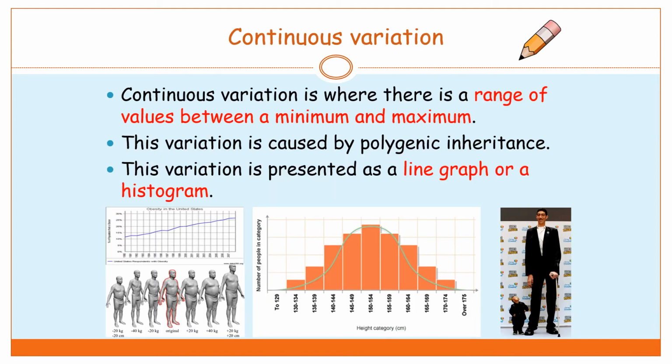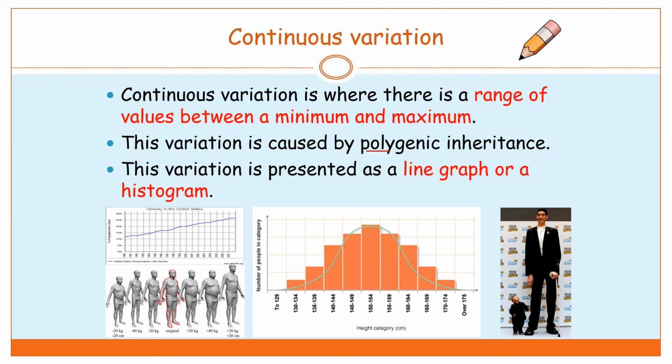The next variation that you need to know the definition of is continuous variation. Continuous variation is where there is a range of values between a minimum and a maximum. This variation is caused by polygenic inheritance, so poly meaning more than one gene, and this variation is presented and analysed using either a line graph or a histogram. For example, continuous variation would be height, weight, etc.